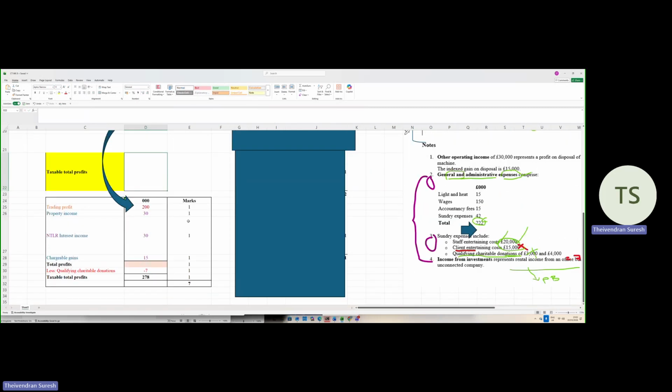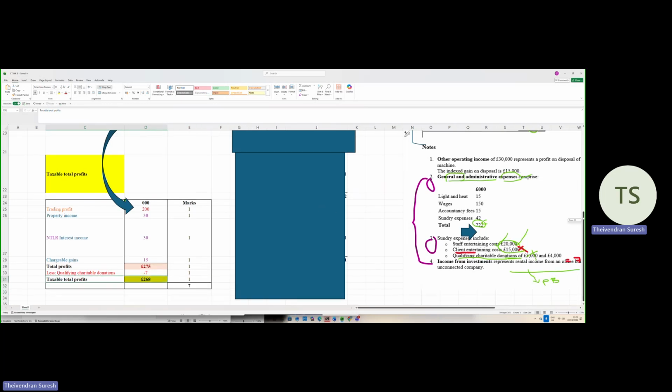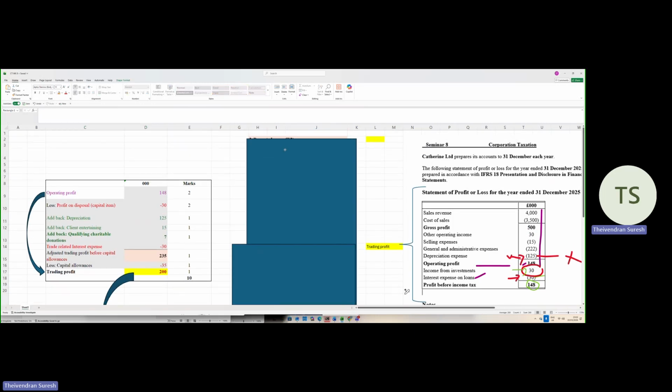Now we have all the sources of income: trading profit, property income, non-trade loan relationship, and chargeable gain. You add everything up and that is known as your total profit. From your total profit of 275, you minus the 7, which is your qualifying charitable donations, and you get the taxable total profit. It's as simple as this. Very simple steps to perform this question and find the taxable total profit.